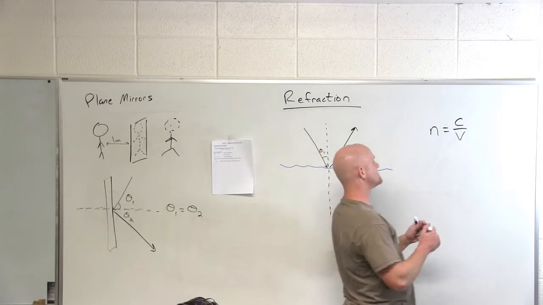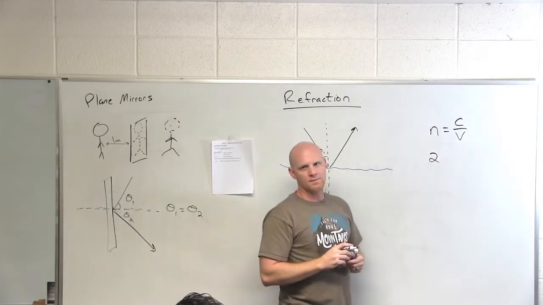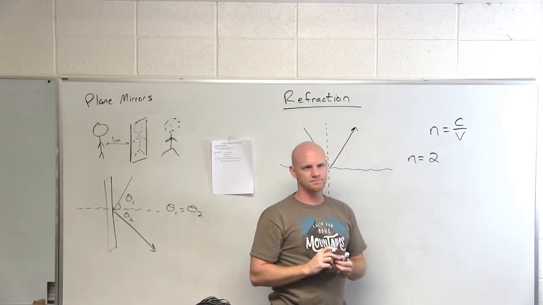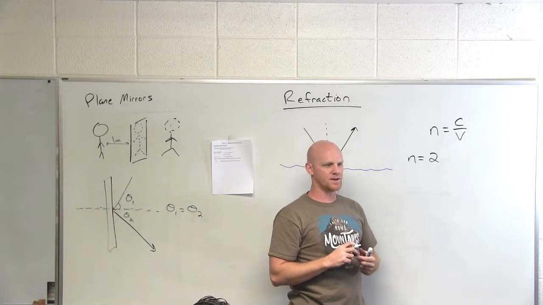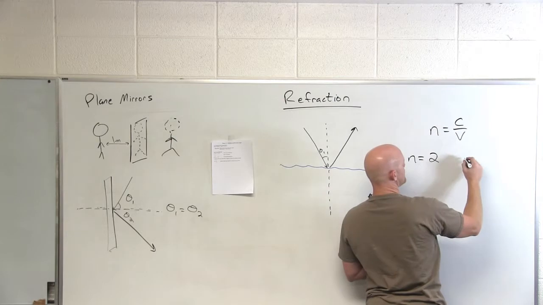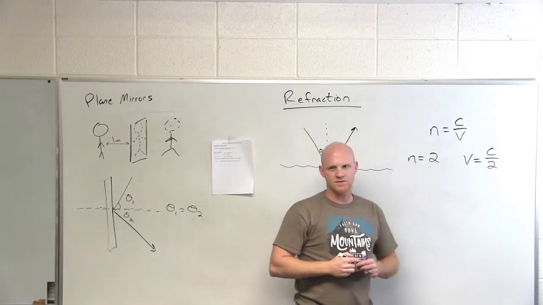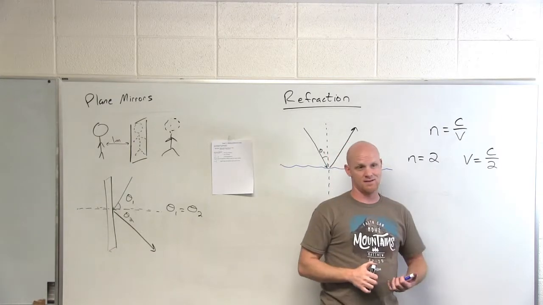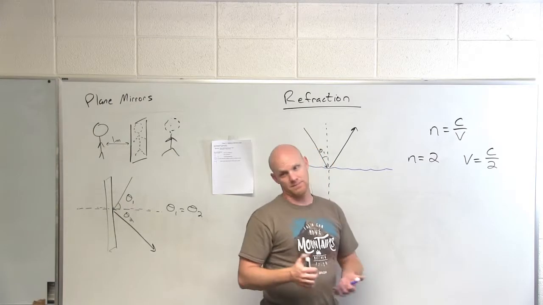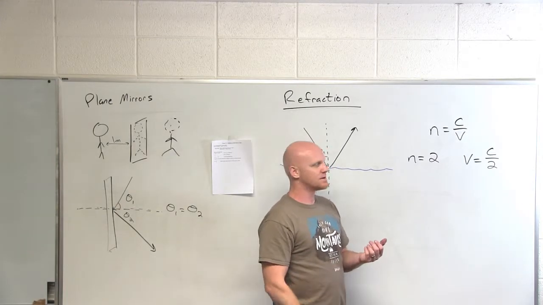So if I told you I had an index of refraction of 2, what does that mean about the velocity in that medium compared to the speed of light in a vacuum? It's half. If you rearrange this a little bit, you could say that v would equal c over 2. So if your index of refraction is 2, it's only going to have half the velocity as it would be in a vacuum. If it's 3, it'd be 1/3. If it's 1.5, it's 50% slower, and so on and so forth.